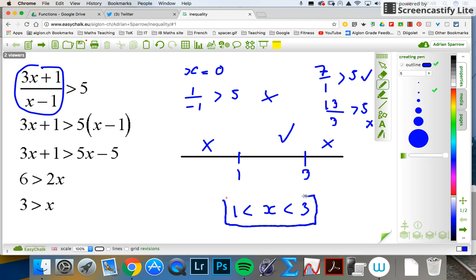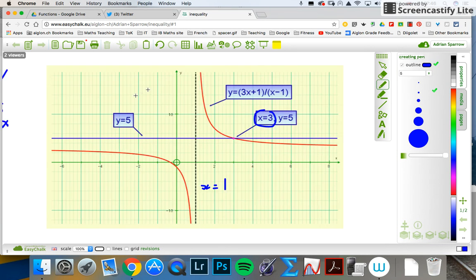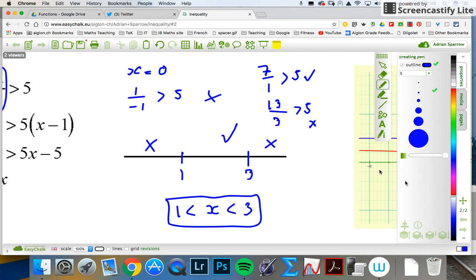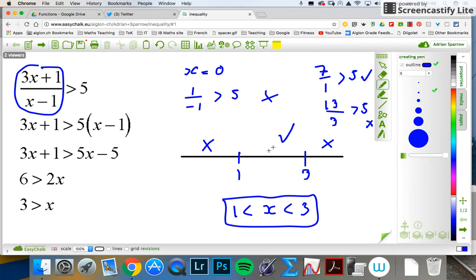If you have access to a graphic calculator, it's very simple just to do this on your graphic calculator and you get the answer straight away. But if it's a non-graphic calculator question, then you have to do this.